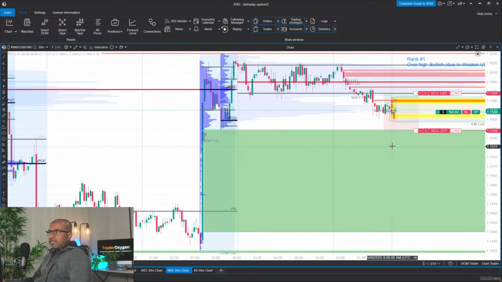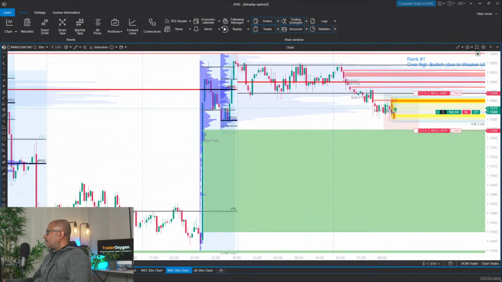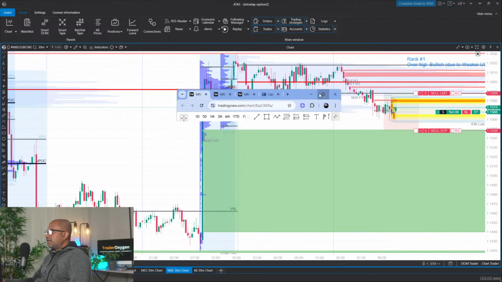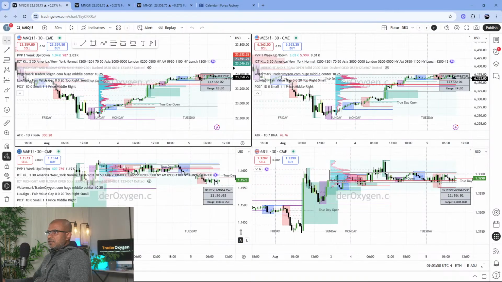Now this same thing we are analyzing, you can analyze in TradingView as well. So if I bring our TradingView charts, let me bring the TradingView charts over here onto the screen. So this is the TradingView charts, right?